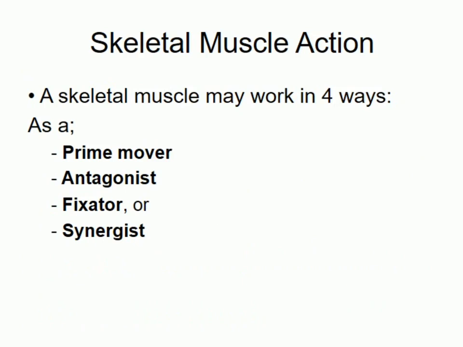Let's move to actions of skeletal muscle. Skeletal muscles perform four basic actions. Kuna primer mover, antagonist, fixator, and synergist. Ko primer mover is sometimes known as agonist.